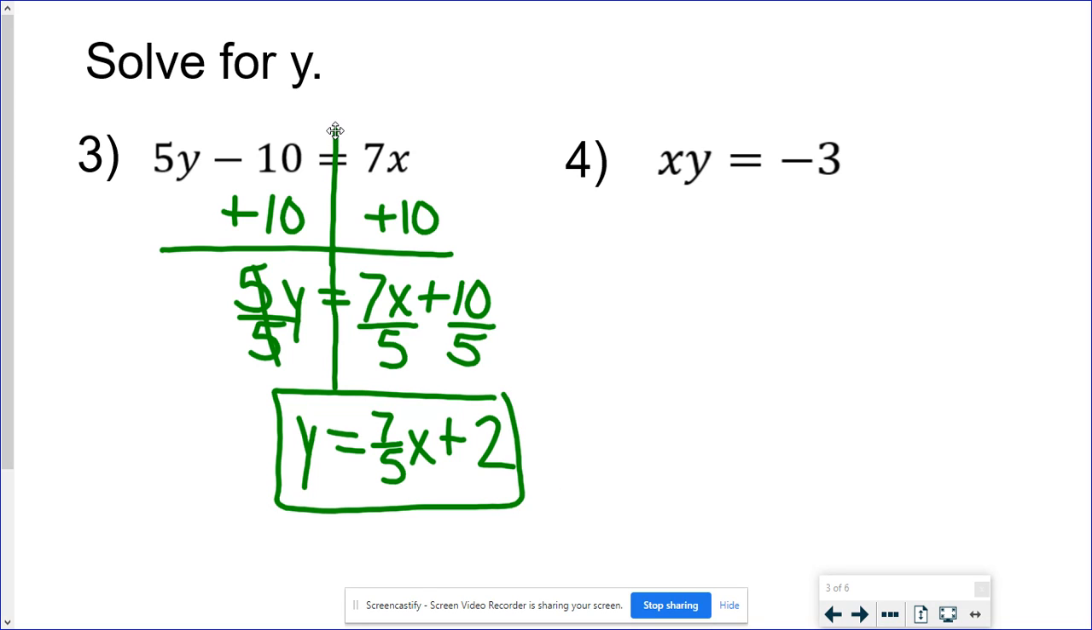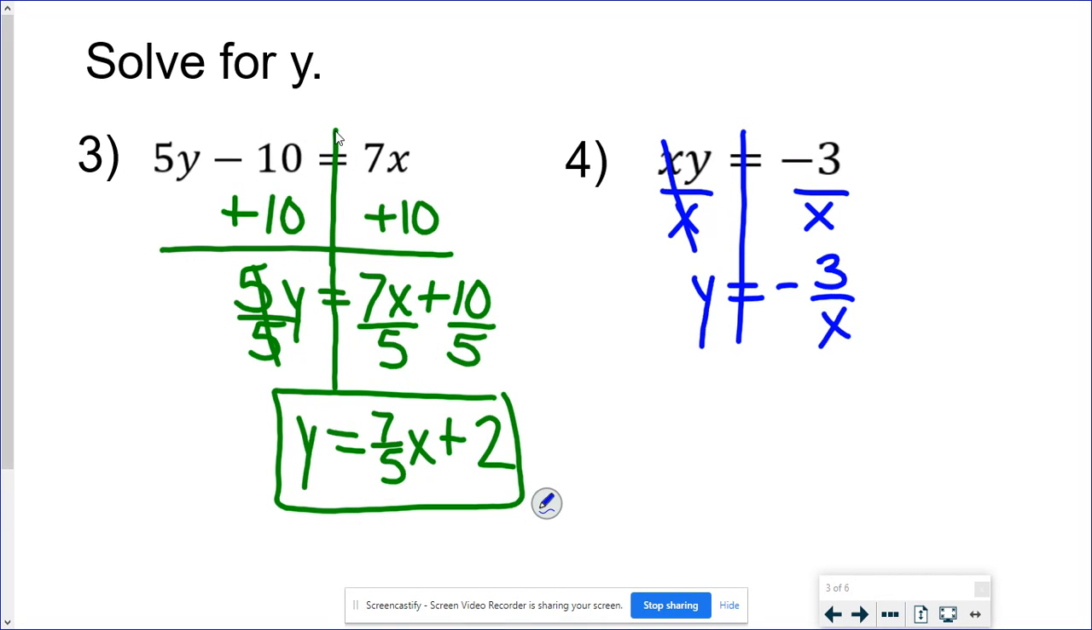Number 4, I want to get the y by itself. I have to get rid of multiplying by x. So I would divide by x. This isn't looking at all like slope-intercept form. We don't have an x in the denominator. That's not our typical kind of an answer. But in this problem, since it's not specifically slope-intercept form, that's just fine.